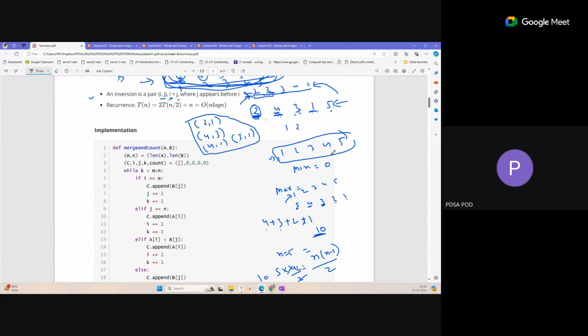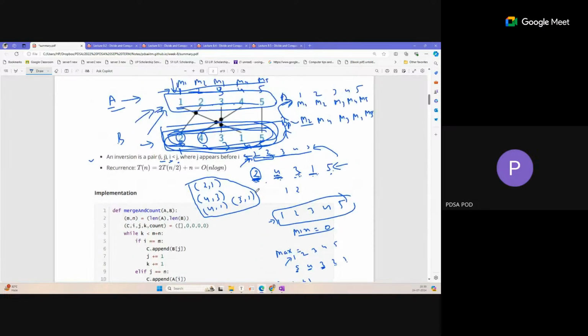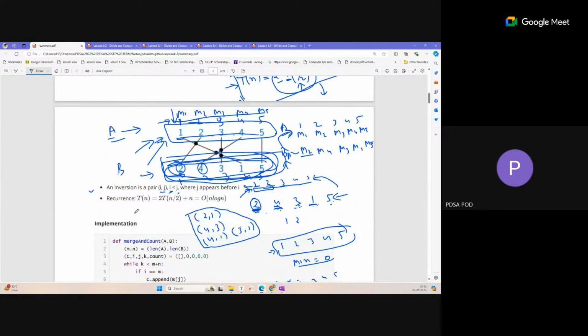Sometimes it is asked: if you have n equal to 10 distinct values, what is the maximum inversion count? You can directly put in this formula. And what is the minimum? Minimum is 0. This is the separate story regarding what an inversion pair is, and the minimum and maximum.